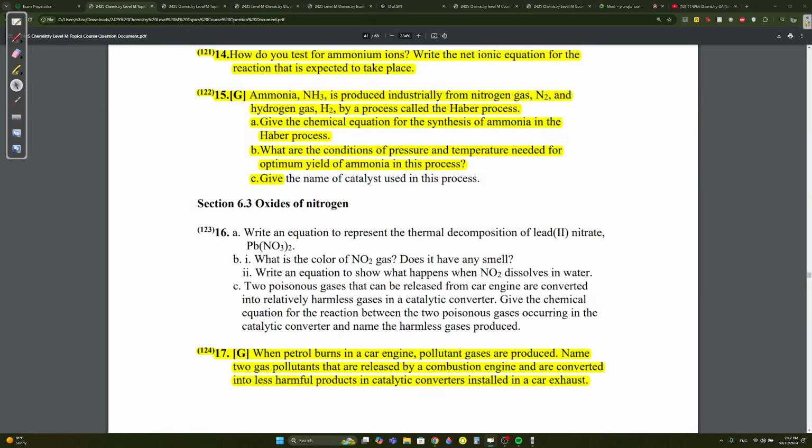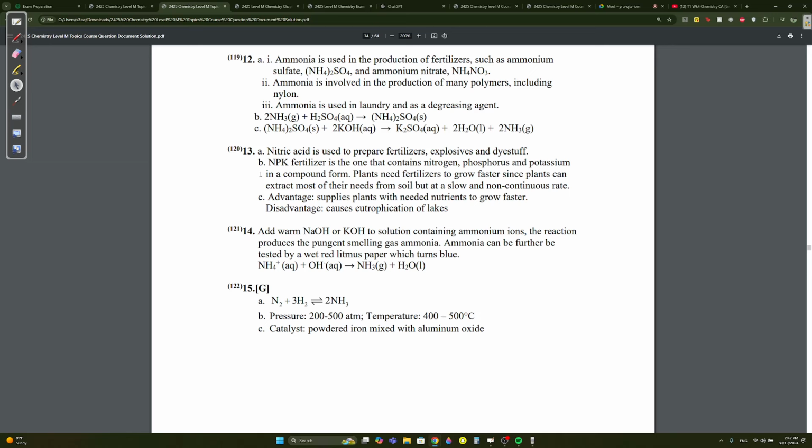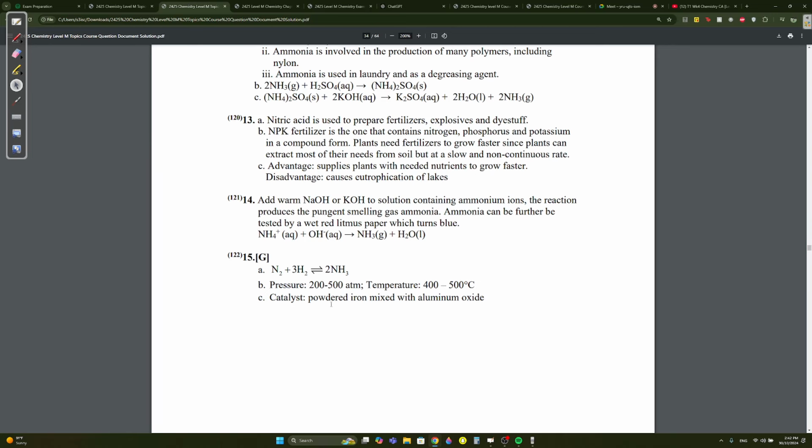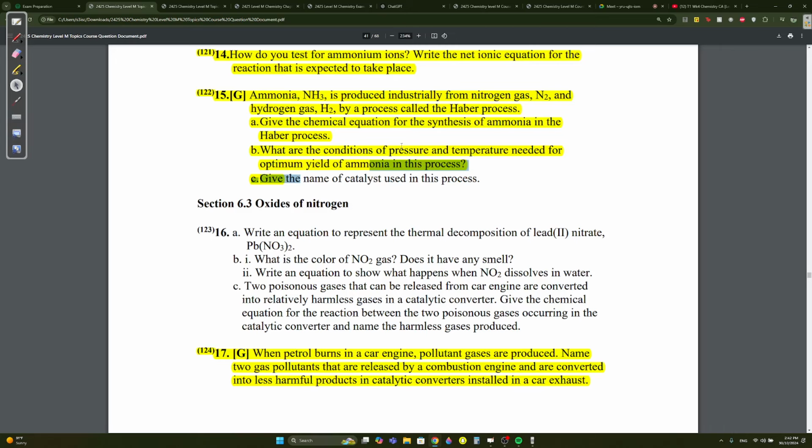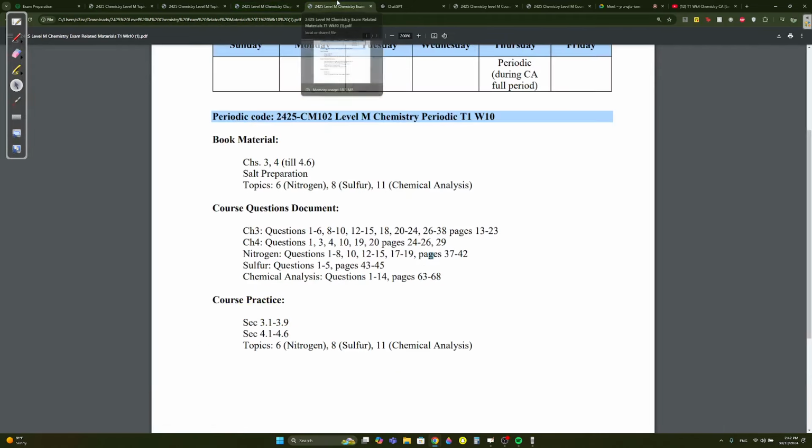Give the name of the catalyst used. For the Haber process, it's iron. Fine iron pieces, powdered iron with aluminum oxide. Just writing iron is really enough, you still get it correct. Okay, what else?